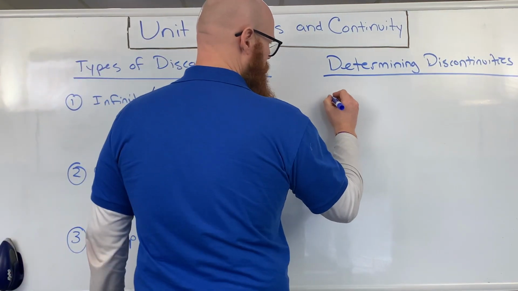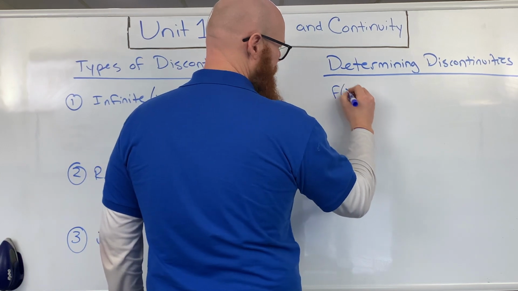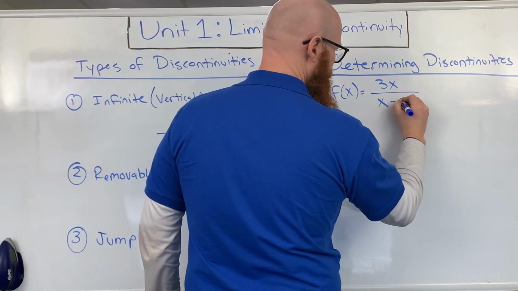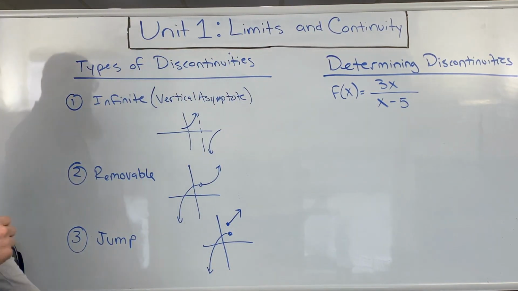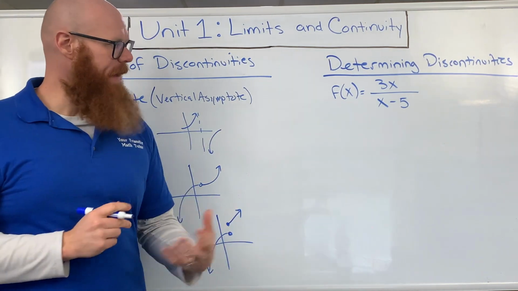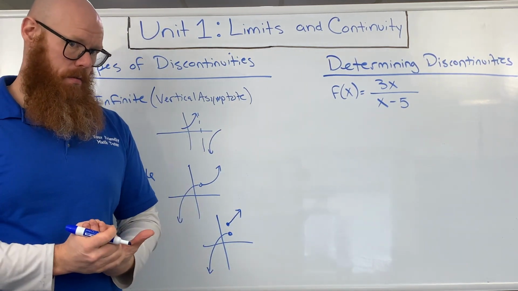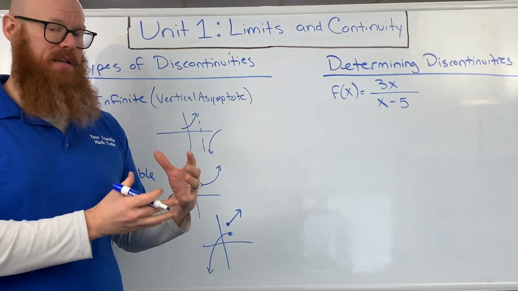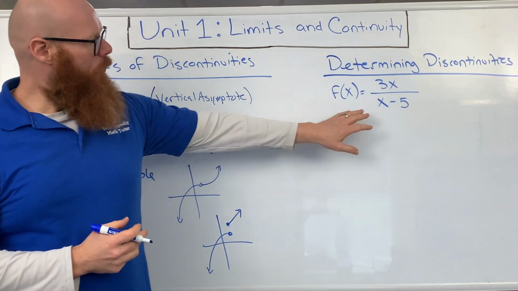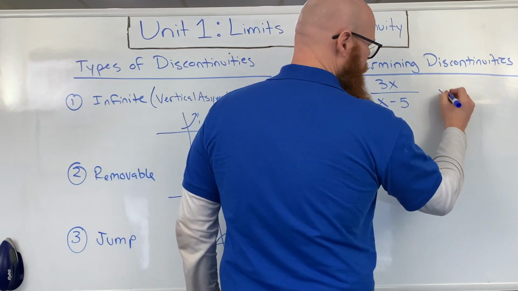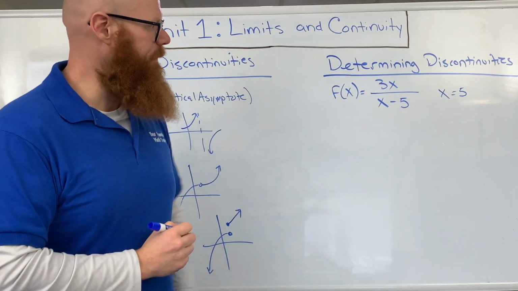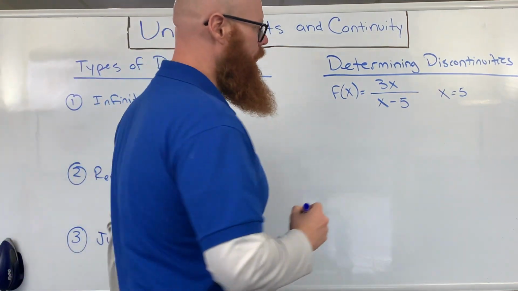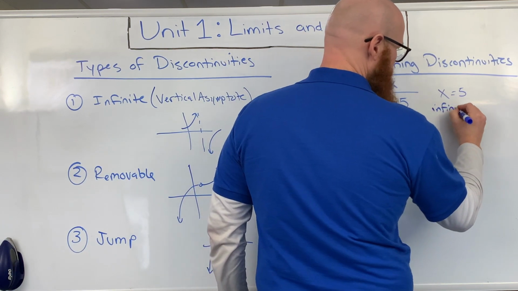So let's say for our infinite discontinuity, an example would be something like this. A vertical asymptote is going to be any value where you would divide by 0, but the numerator is not 0. If the numerator was also 0, it would mean we could use some algebra to cancel and simplify. For this one, we can see that at x equals 5, it makes the numerator 15, but it makes the denominator 0. That is a vertical asymptote. So at x equals 5, we would have what's called an infinite discontinuity.